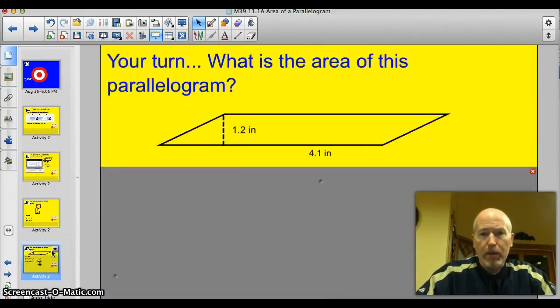What is the area of this parallelogram? Go ahead and do it. I'll pause it. It's decimals. You can't multiply those in your head.